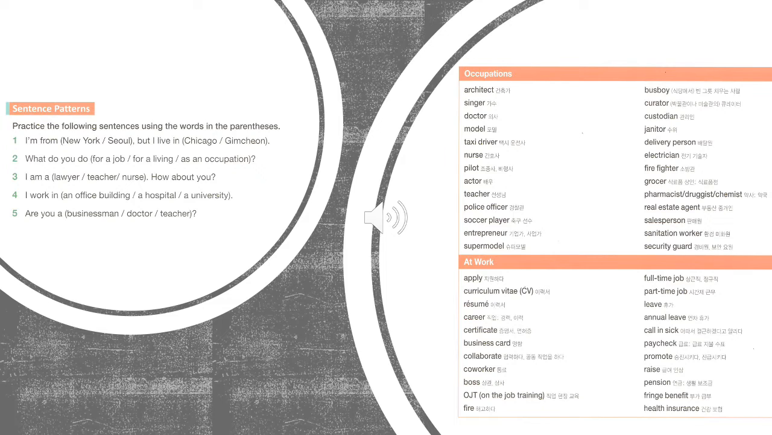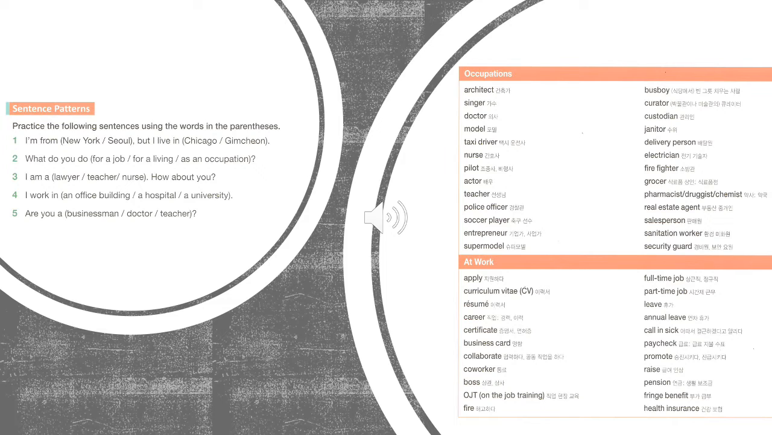In number 3, you have some other examples. I'm a lawyer. I'm a teacher. I'm a nurse. How about you? Important thing to remember here is that article a. You need that article when you answer this question. I'm a lawyer. I'm a teacher. I'm an accountant. I'm an engineer.